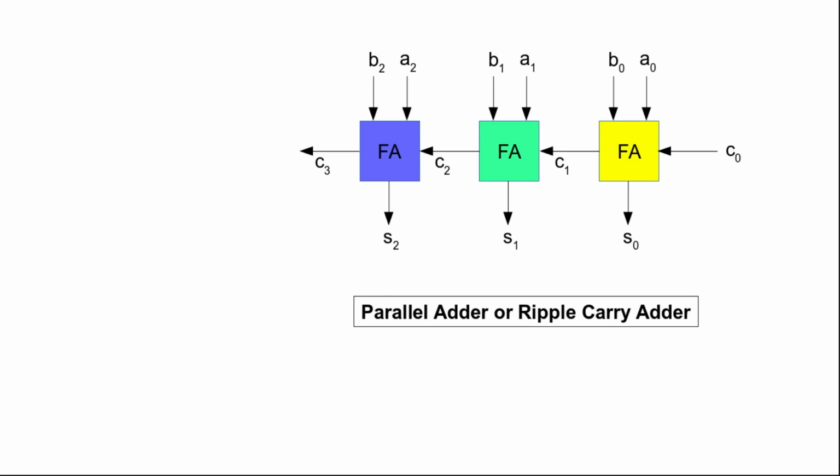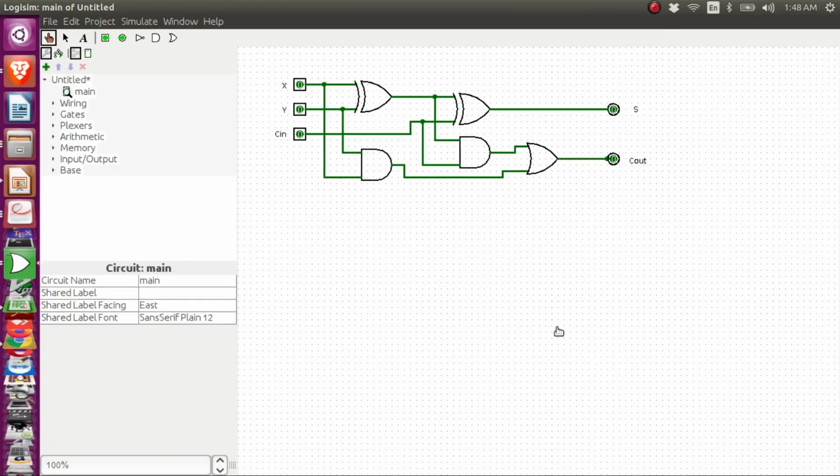And now let us try to implement this logic circuit in Logisim. So here I have the full adder logic circuit, again which we have done in one of the previous classes, and let us see how we can build the 3-bit parallel adder in Logisim.